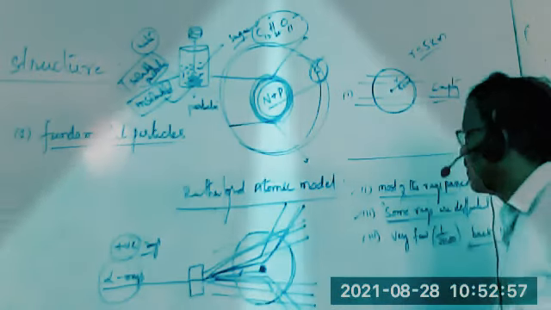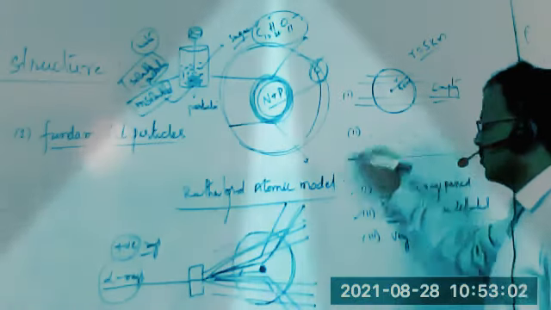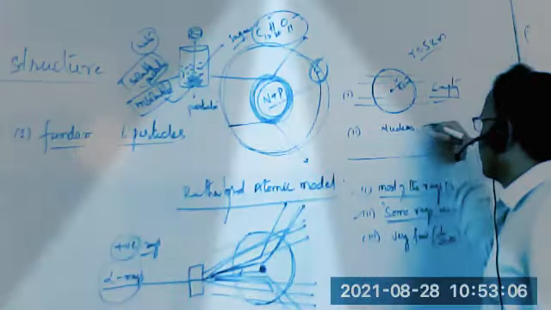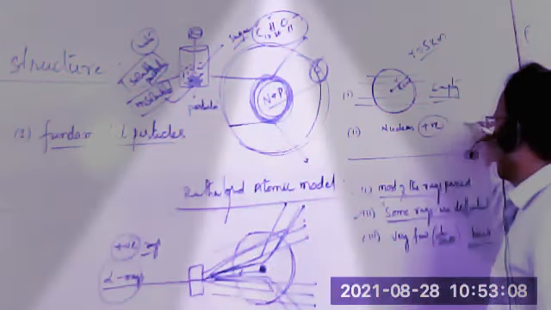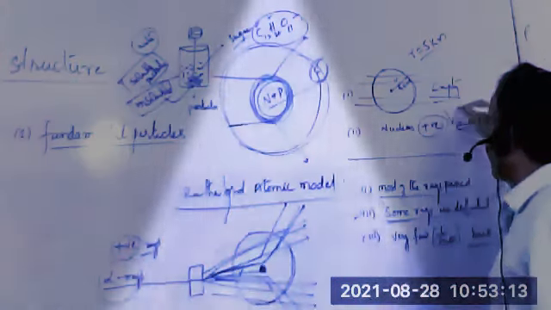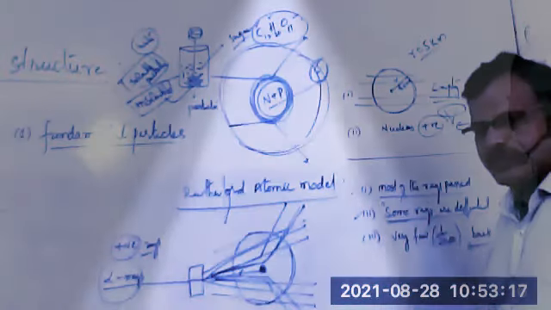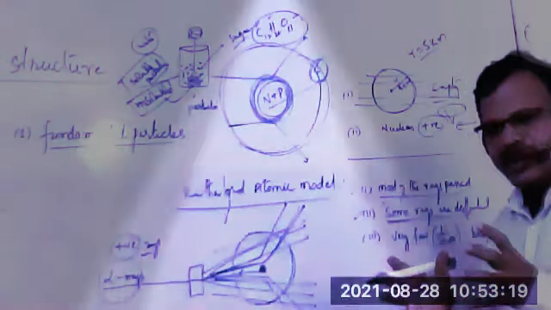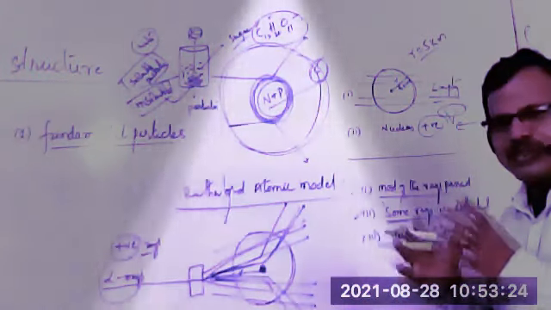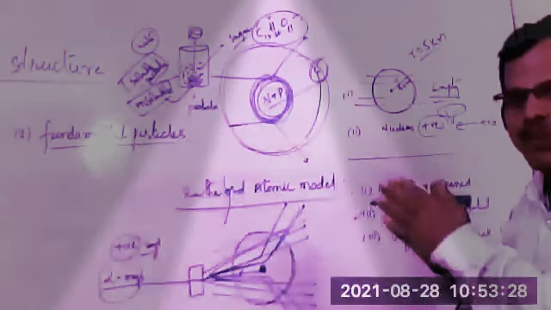Don't forget this point. So that is the second answer: why some rays are deflected means the nucleus is positive. Nucleus is positive and rays are also positive. Therefore, positive repulsion takes place, and therefore there is a deviation. What can we understand here? The center of the nucleus is a positive charge.